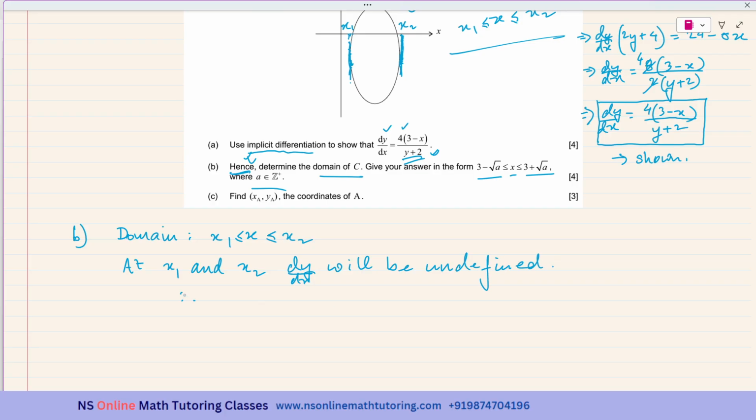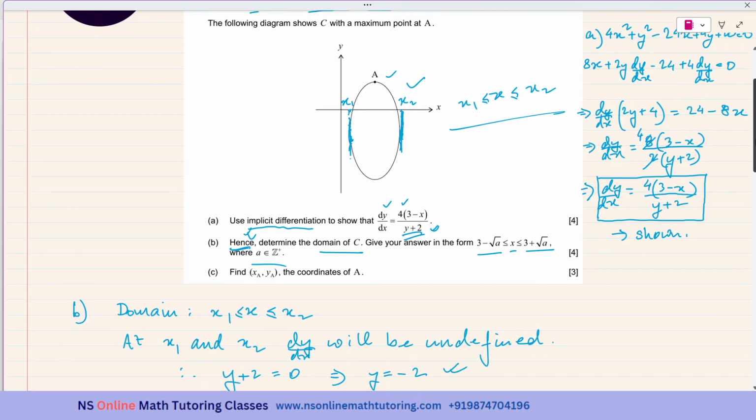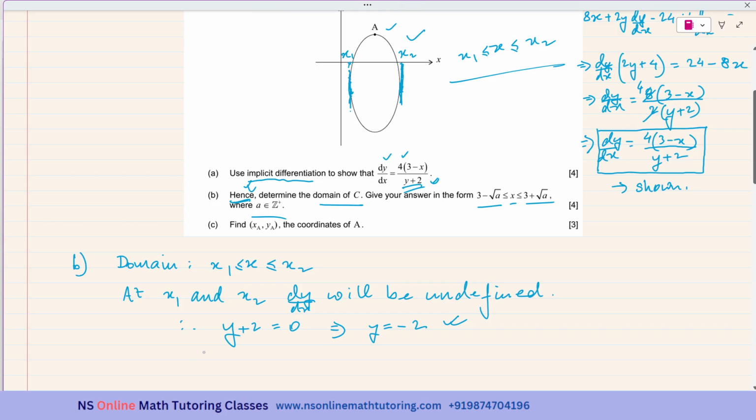Okay. So therefore, y plus 2 will be equal to 0, which implies y is equal to negative 2. And they have asked us to give the x values. So we have to plug in this value of y in the given equation. Okay, so the given equation is 4x squared.